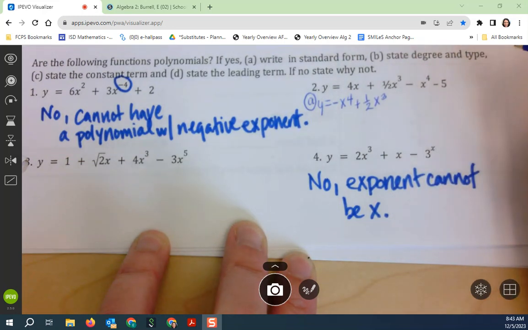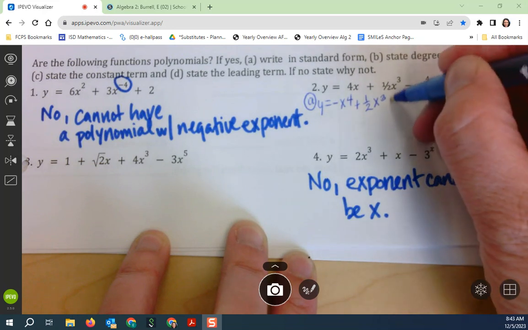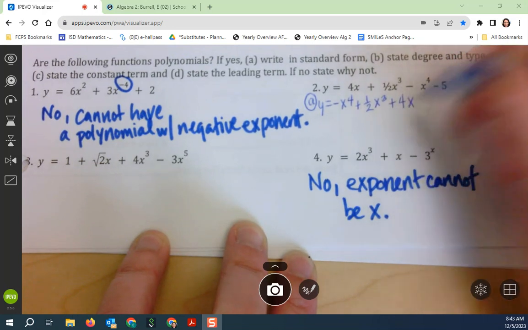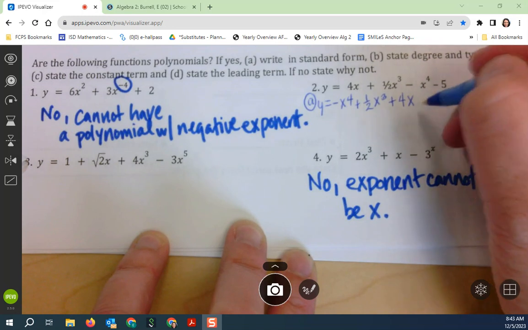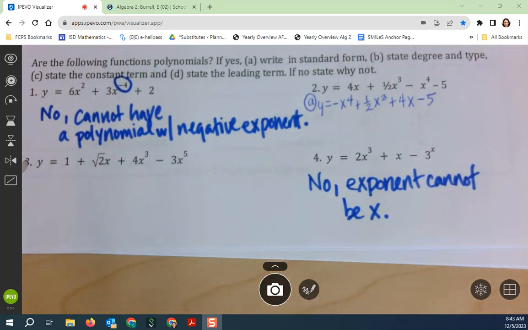I don't have any x to the 2's, so the next one is just x, so it would be plus 4x. And then finally my constant term minus 5. So standard form is when you do the terms in order of their exponents from biggest exponent to smallest exponent. For B, it says state the degree and the type.